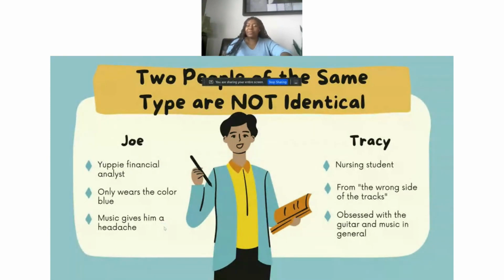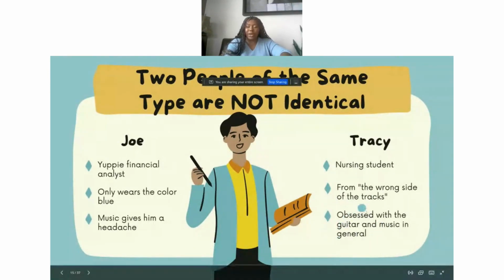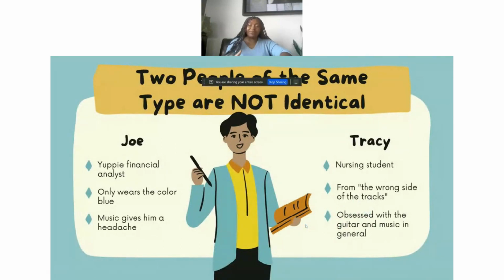He's kind of curmudgeonly. But then you have Tracy. She's the same type, but she's a nursing student. She's from the wrong side of the tracks and very proud of it, and she's obsessed with the guitar and music in general. So as you can see, the more superficial details, the career, likes and dislikes, all those kinds of things can be different. And a person of the same type will just be driven by the same thing.